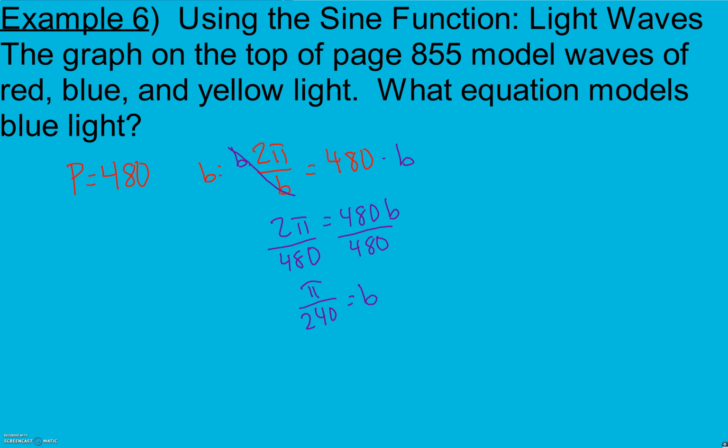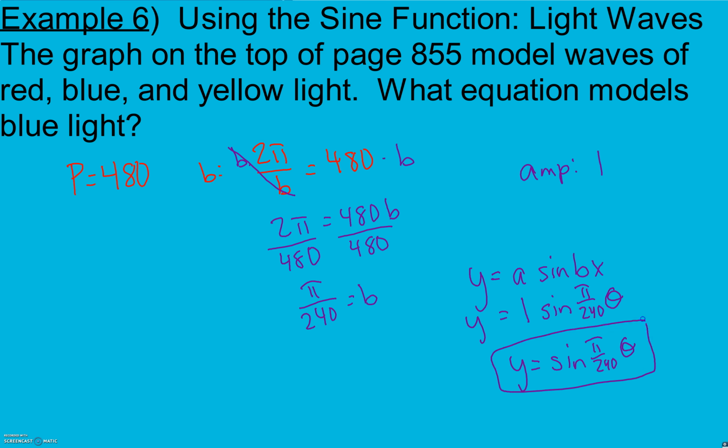If we look there as well, our amplitude, or our distance away from 0, our maximum point is at 1, and our minimum point is at -1, so it's 1 both ways. So we have y equals a sine of bx. A is 1. We said b is pi over 240, and either x or theta, I think is what the book has. So we'll go with theta there. So y equals sine of pi over 240 theta, and that is letter D.